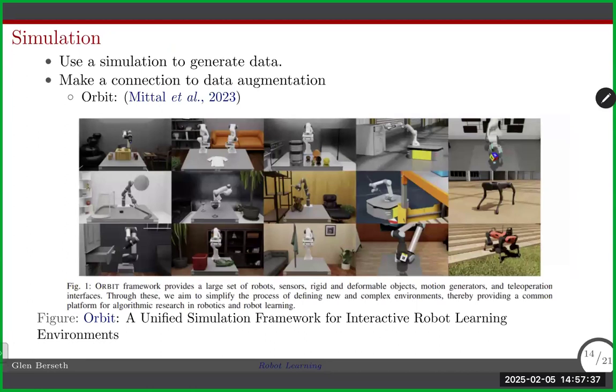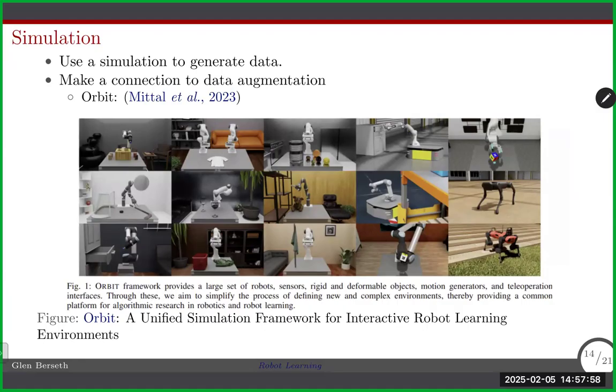Okay, so everything we talked about so far is collecting real data in the real world, but it's also possible to simulate a lot of this data. There are going to be some boundaries in what can be simulated, but for some cases, it can be really hard to collect certain situations.